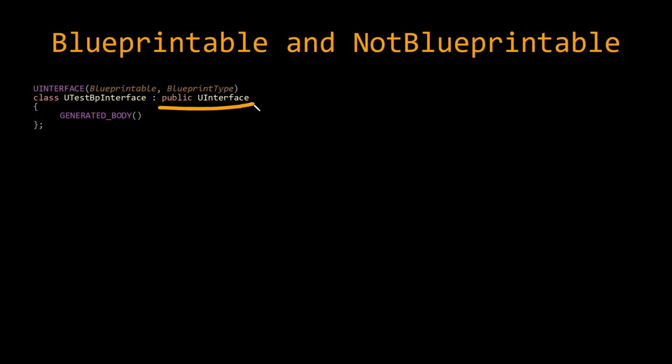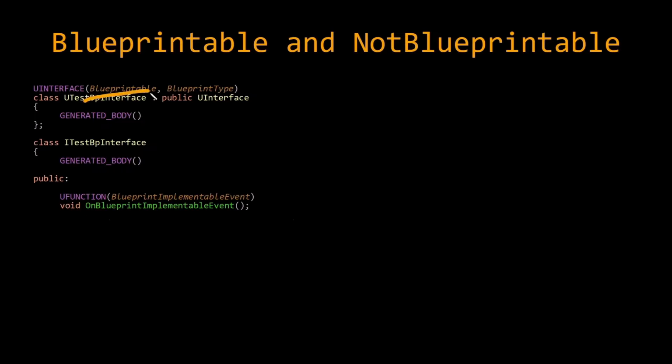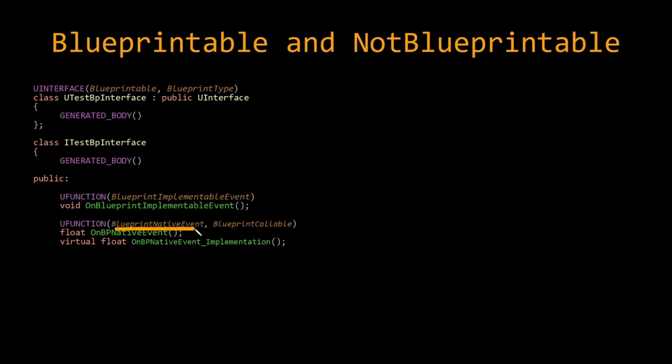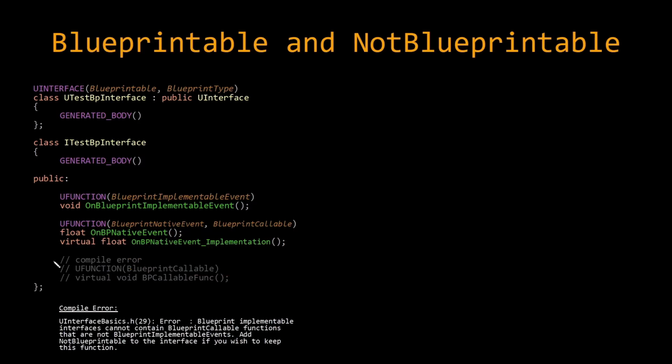There are Blueprintable and NotBlueprintable interfaces. Blueprintable can be inherited in code or Blueprint, and NotBlueprintable can only be inherited from in code. Here we have a Blueprintable interface, so we make our UType from UInterface, make our IType, and since this one is Blueprintable, we can make BlueprintImplementableEvents. We can also make BlueprintNativeEvents, and we can define our default function here. But what we cannot do is define a BlueprintCallable function. Here's the compile error you get if you try to do that, and we'll get a little more into that in a moment. It has to do with, I believe, complexity around the IType.